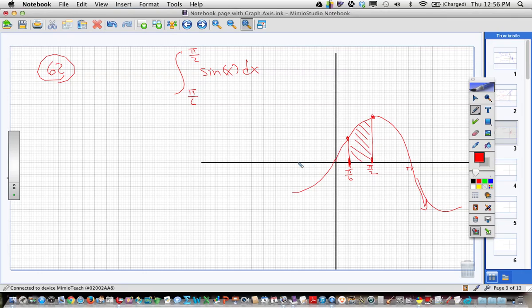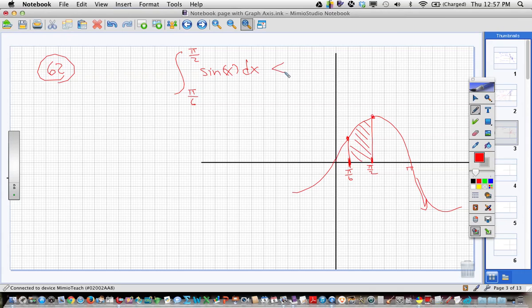We could approximate it. We could kind of count squares. Remember, we only have two ways really of doing areas right now. One would be approximation, and another would be geometry, right? If it's a geometry shape. Well, this is not a geometry shape. Close to a trapezoid, but it's not because it's curved. All right, so we don't really know how to find this area.